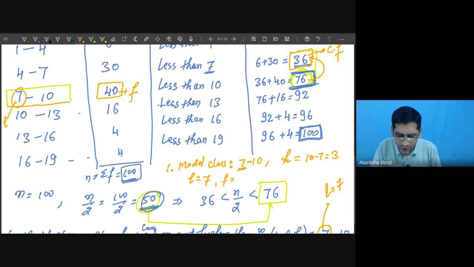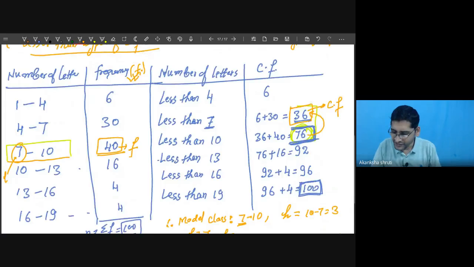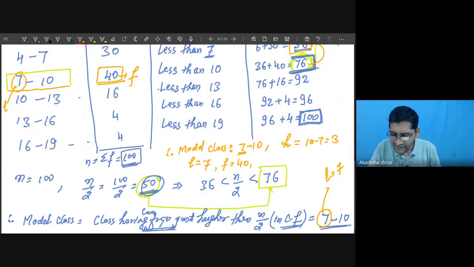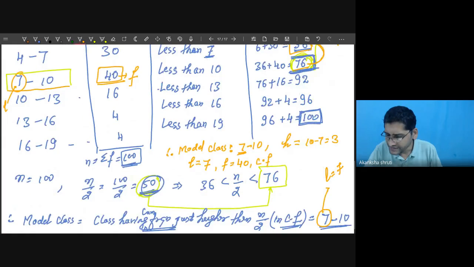What is the frequency of this modal class? Here from the frequency table, f we have determined, this 40. Then what is the cumulative frequency of the class just before this, or cumulative frequency preceding the modal class? Modal class is 7 to 10, which has the cumulative frequency 76. So the cumulative frequency preceding the 76 is 36. So write it, 36. That's all. This way we have determined everything and we need to substitute.